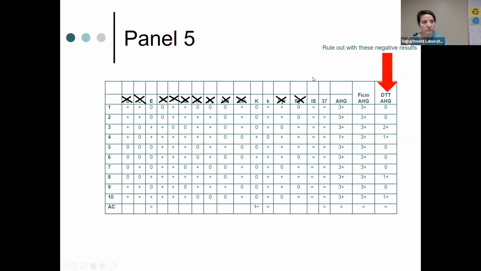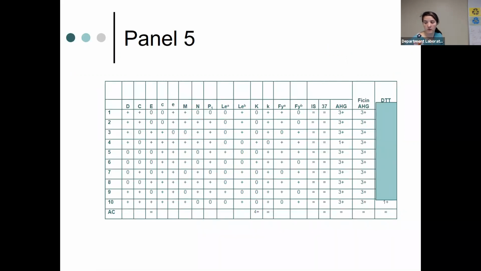We don't need to even look at the count. No, not when you do DTT treatment, because DTT is known to destroy Kell. So what you would do in a case like this, can't definitively rule out Kell, right? He's still there. We know Chilano's reacting. So we could give him Kell negative blood as well.